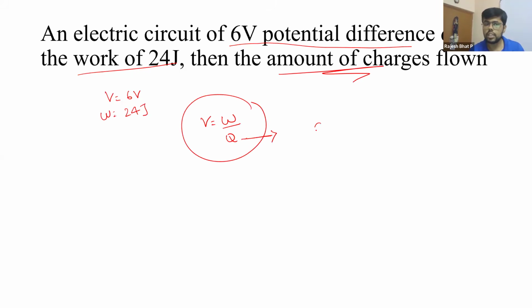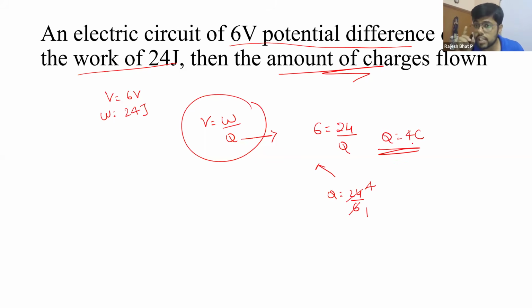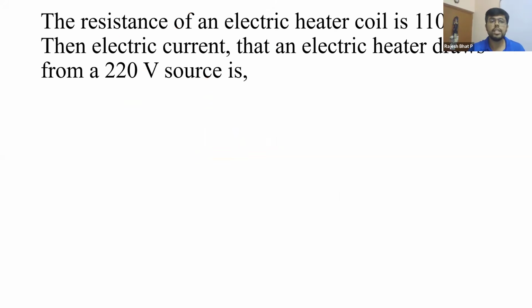V is 6, work done is 24, Q is unknown. Q will go to the numerator, so Q is equal to 24 by 6. 6 fours are 24. Therefore, the charge flowing is 4 coulomb. Remember, wherever you write just a number, it is wrong; don't forget the SI unit. Let's go to the next problem.